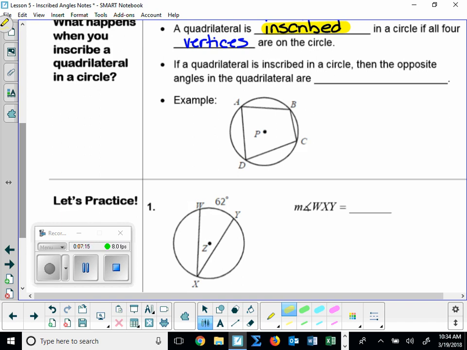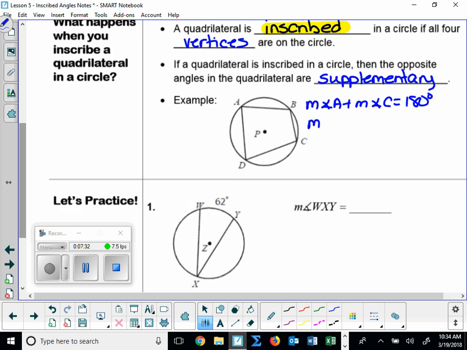The cool thing about this is that opposite angles have to be supplementary in order for this to work. So the measure of angle A plus the measure of angle C equals 180, and the measure of angle B plus the measure of angle D equals 180. So, what kinds of parallelograms could I inscribe?